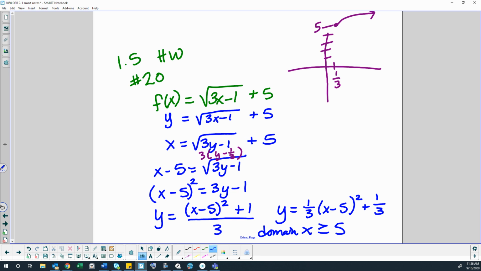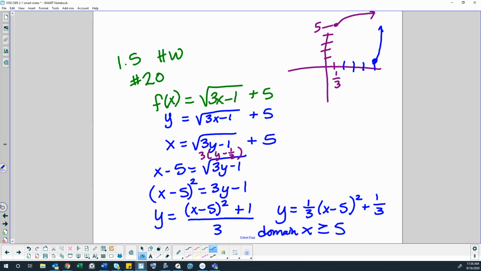And then our inverse function would be at positive 5, up 1/3. So I didn't draw this to scale. So 2, 3, 4, 5. My 1/3 is out of whack, not really in the right place. So then it's just half of the parabola going that way. And because I restricted the domain, I've just got the right piece of the parabola.